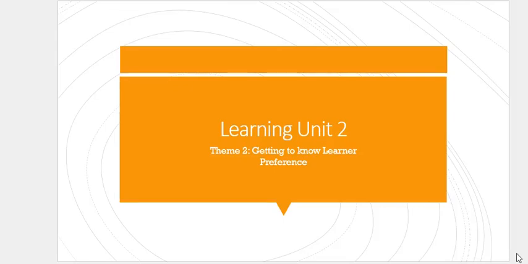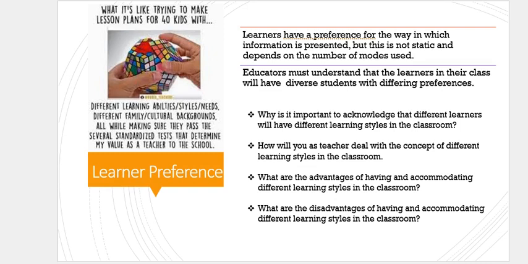Today we're going to be looking at Learning Unit 2, Theme 2, Getting to Know Learner Preference. Now, we all know that everyone has a certain preference. You know from doing your own studies that there are certain things that you prefer doing. Perhaps you like to watch these videos and take notes on them. Perhaps you like to look at the slides and then make your own flashcards or your own worksheets. Perhaps you like to read the slides. Perhaps you like to just listen to what's going on.